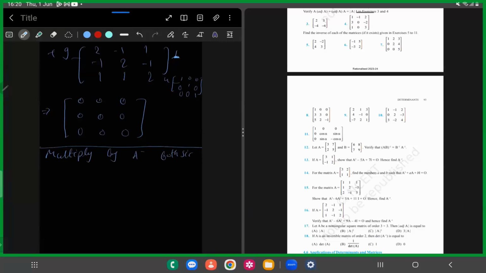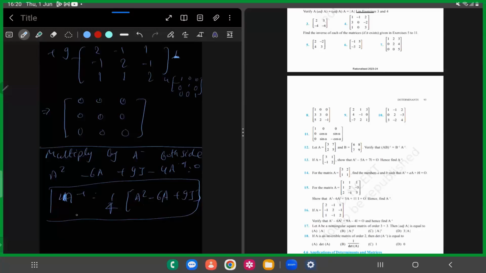Okay, so we get A square minus 6A plus 9I minus 4 times A inverse is equal to 0. Okay, so A inverse is equal to 1 by 4 times (A square minus 6A plus 9I). Okay, so by putting the values of A square and A in the given matrix, you can simply calculate the A inverse. We have already obtained the A square matrix and the A matrix in the above part, so all you have to do is just put the values and do simple addition.